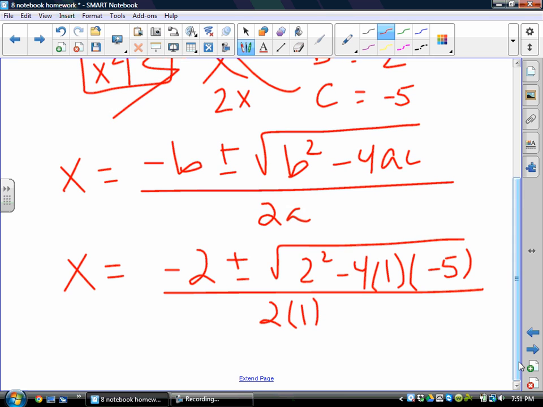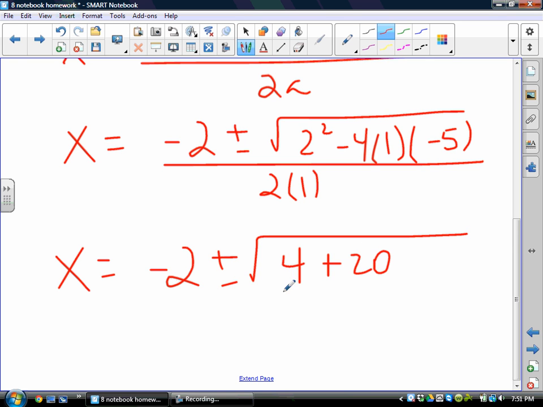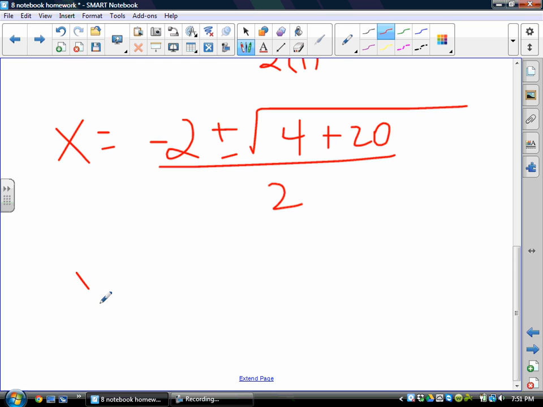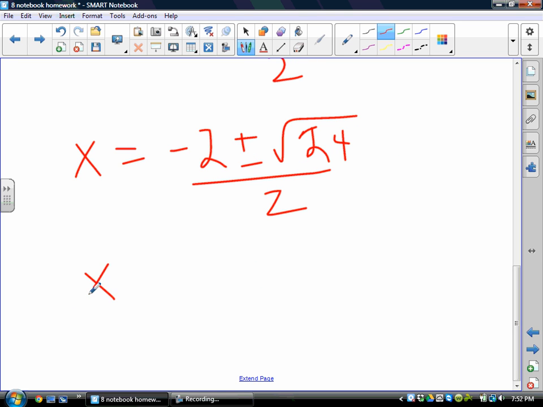Alright, so if I plug this in my calculator, if I simplify this a little bit at a time, negative 2 plus or minus the square root, this is going to be a 16, I'm sorry, 4 plus 20, divided by 2. Okay? So I'm going to get x equals negative 2 plus or minus the square root of 24 divided by 2. Now we could simplify this. We could leave it as it is. We could actually type it out. There's a couple different things here. Let's simplify the radical a little bit.